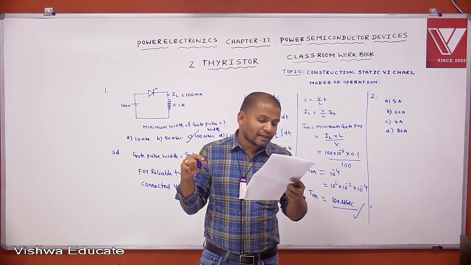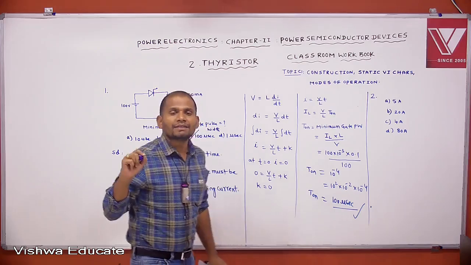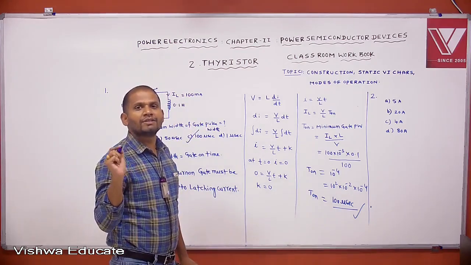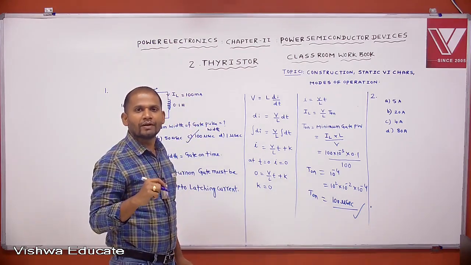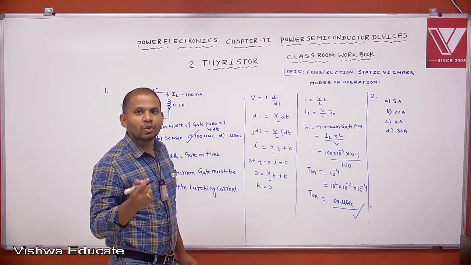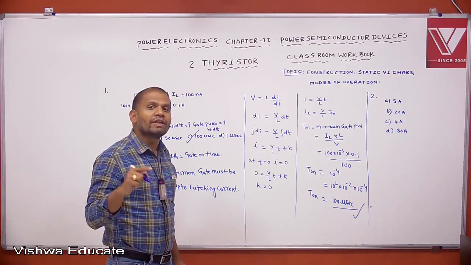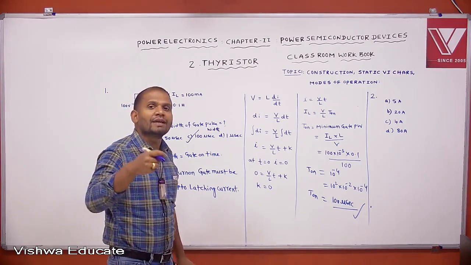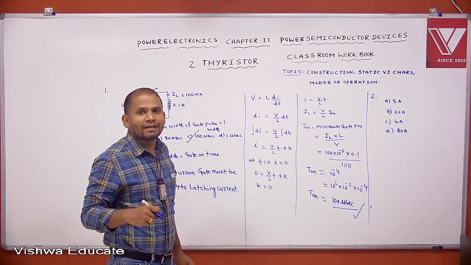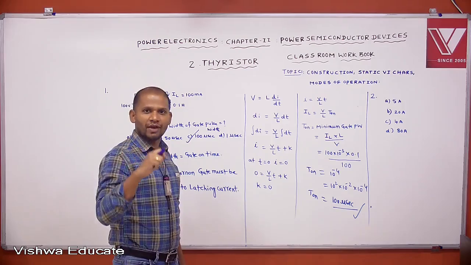What is the answer, you tell me? SCR is conducting and current through the SCR is 20 amperes. This means we know that once the SCR starts conduction, the gate loses its control over the SCR. Once the gate loses its control over the SCR, you can increase or decrease the gate current, and there is no change of anode current.